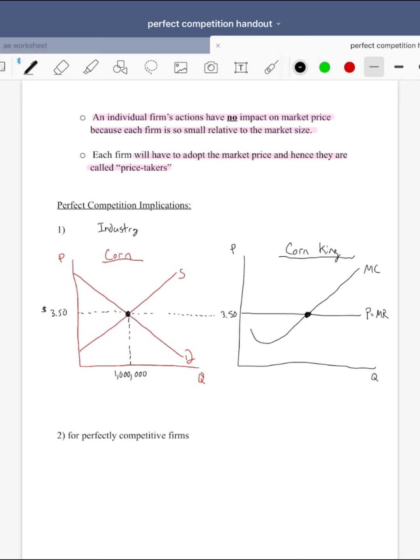So what do you think would happen if I try to raise the price? Well, if I try to raise the price, I'm not going to sell anything because consumers will switch to buying the product from my competitors. So therefore, the firm, which is myself, will have to charge the same price as every other firm in the market. So we have the demand curve, which represents the price and the marginal revenue. And we also have our marginal cost curve. So once again, this is going to be my marginal cost for my firm, the Corn King.